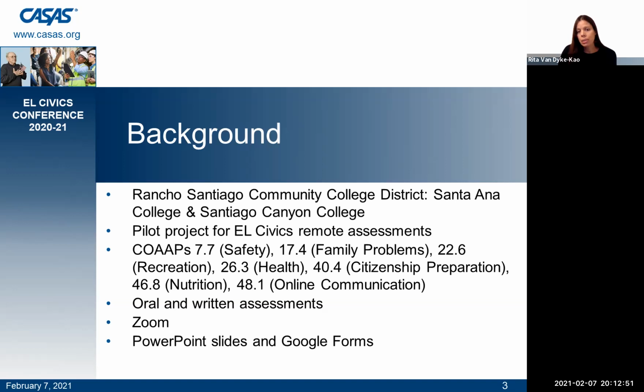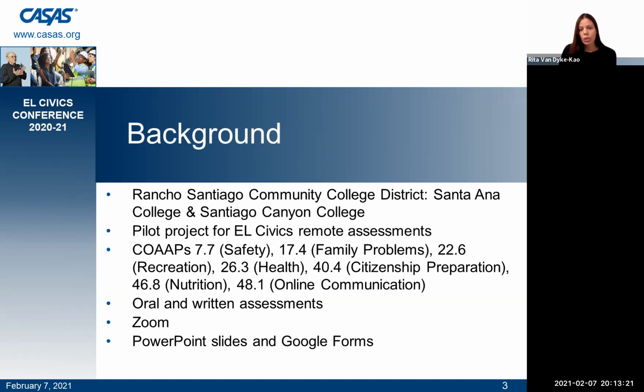So for these co-ops, there's both written and oral assessments. And we took a kind of different approach depending on the type of assessment. And I'll talk more about that in a minute. All of our assessors used Zoom because these assessments need to be done synchronously. And so that was the video conferencing platform that we decided to use, and it turned out very well.